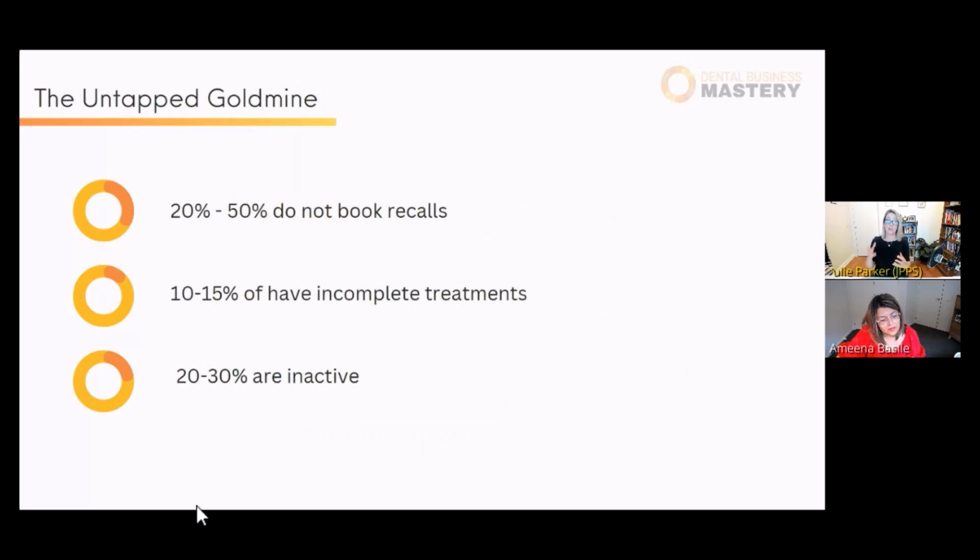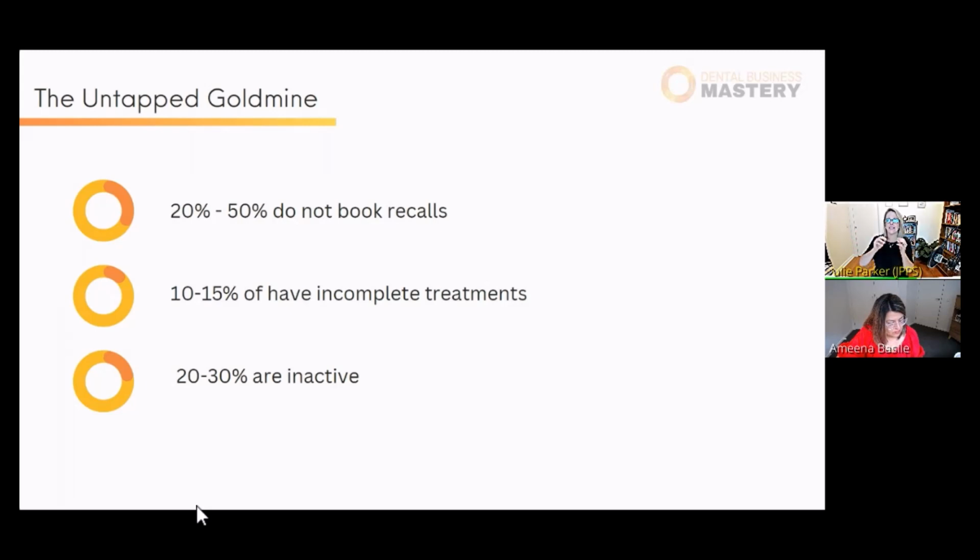The untapped gold mine that might be in your practice. As you can appreciate and have probably assumed yourselves already, the percentage of your database that isn't booking in for recalls, that has incomplete treatment they haven't booked in for, and that is inactive, depends wildly on your location, on how long your practice has been around, and how much nurturing of your existing patient base you do.